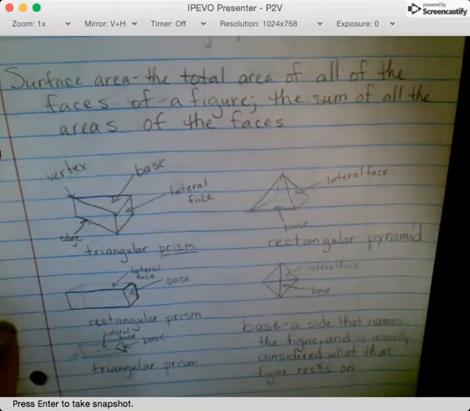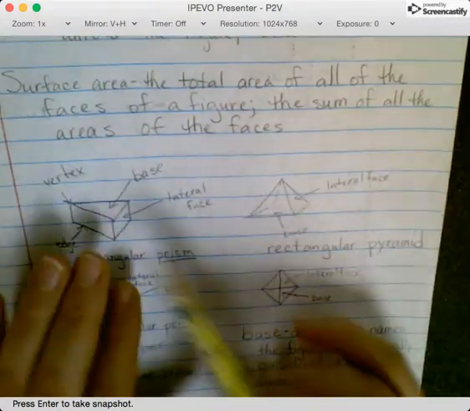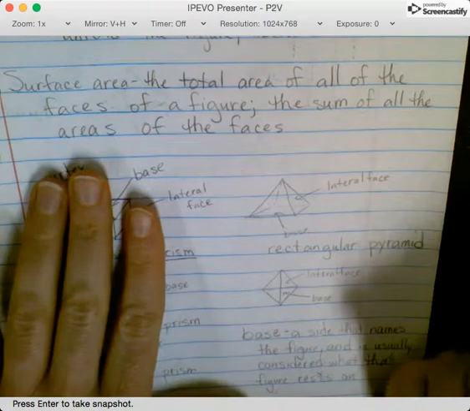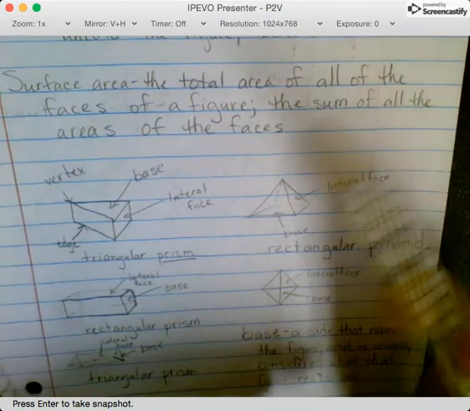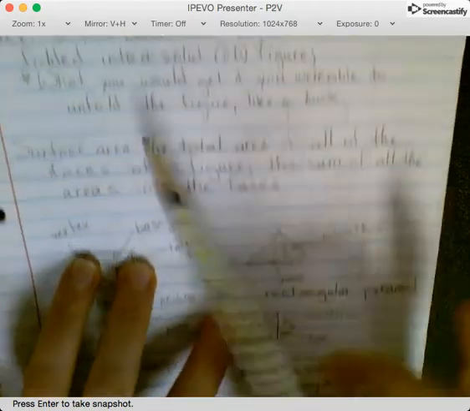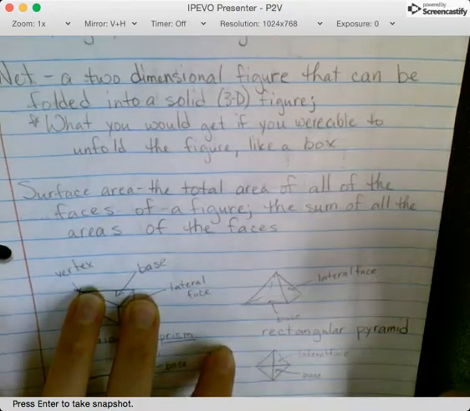Hi, this is Miss Goodale, and today I'm going to be talking about finding the surface area of a figure. So in the last video, I talked about the nets of a solid figure.